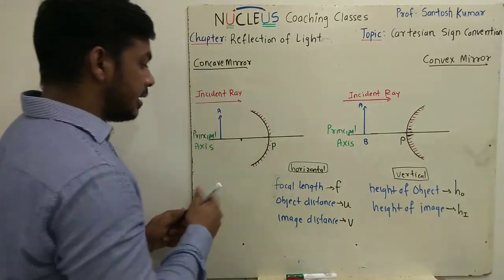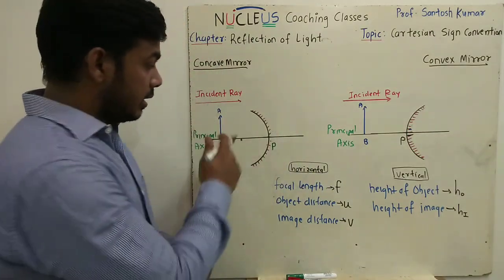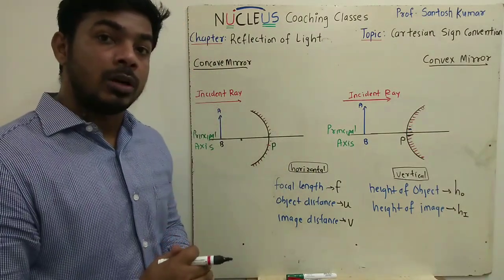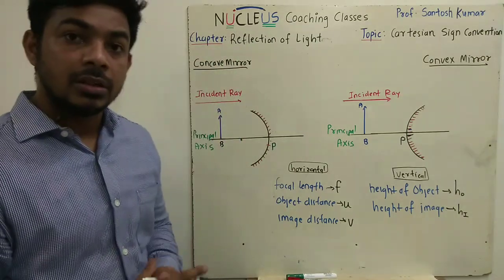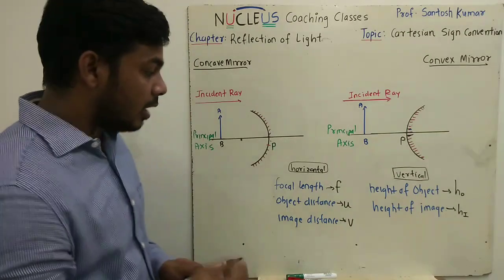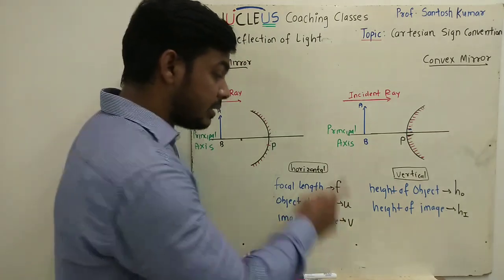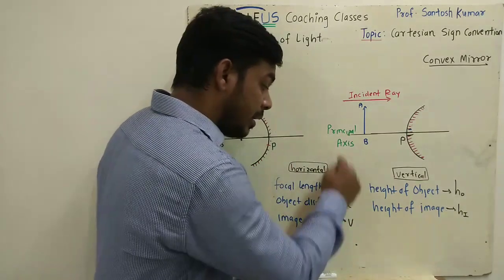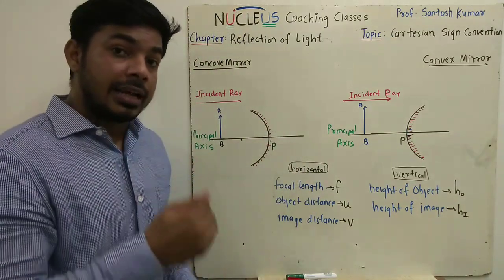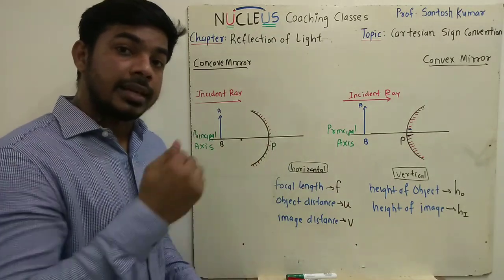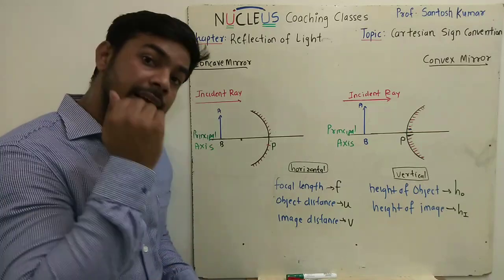And I have considered an object AB placed perpendicular to principal axis. Remember, object is always kept perpendicular to principal axis. So using the concept of Cartesian sign convention, the distances which we want to measure are focal length f, object distance u, image distance v, and remember, these three distances are horizontal. That means if it lies to the right hand side of pole, then it is taken as positive. If it lies to the left hand side of pole, then it is taken as negative.